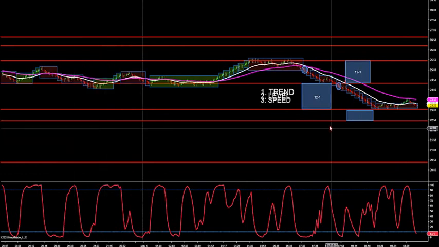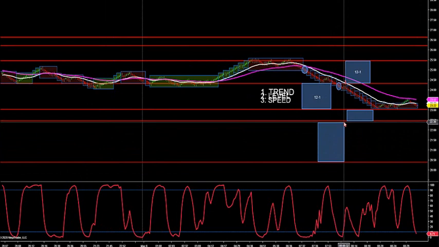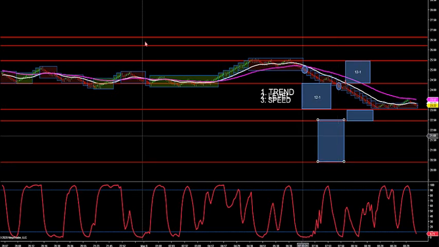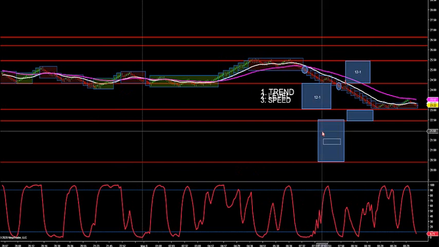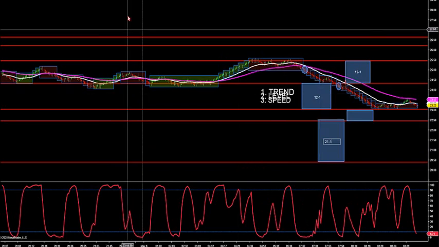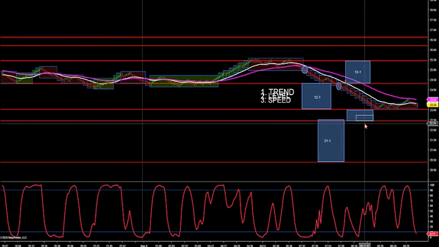Holy smoke. Check this out. Look at my reward to risk. We're talking 2250. That's a 220. So almost a 22-to-1 reward to risk. That's potential 21-to-1 reward to risk. This is a 5-to-1 if you want to trade that level.